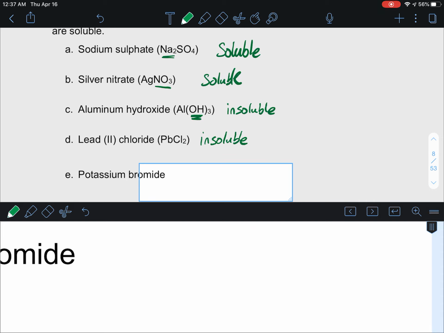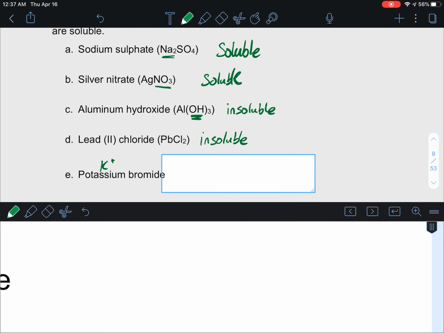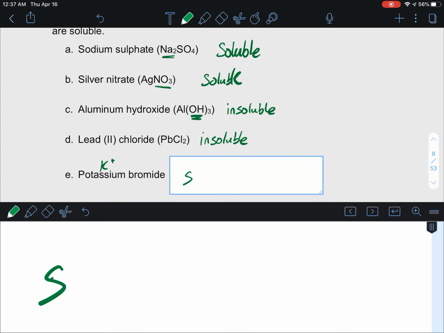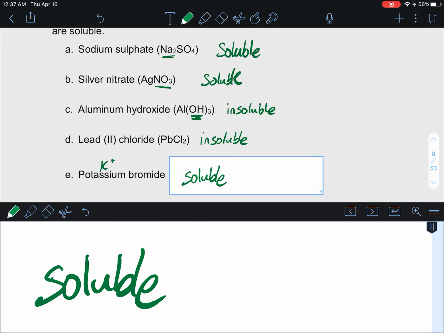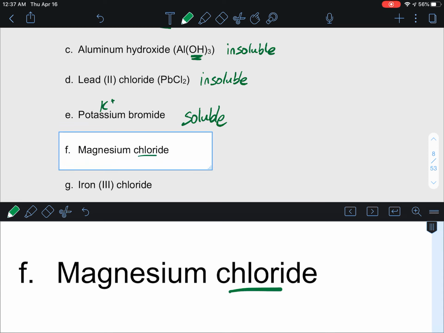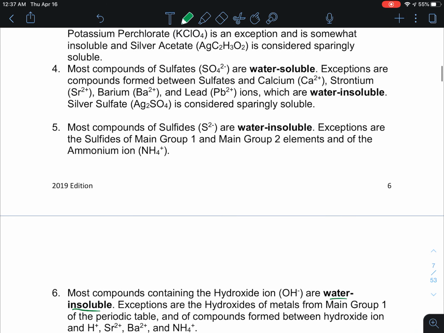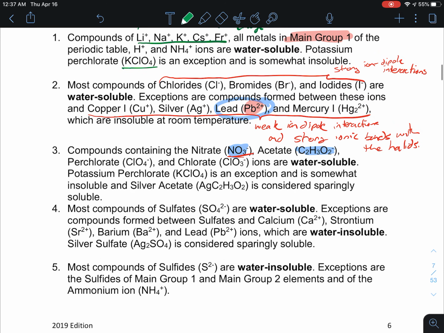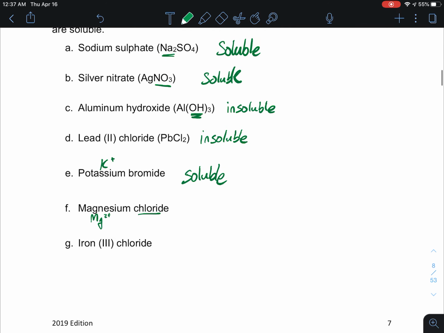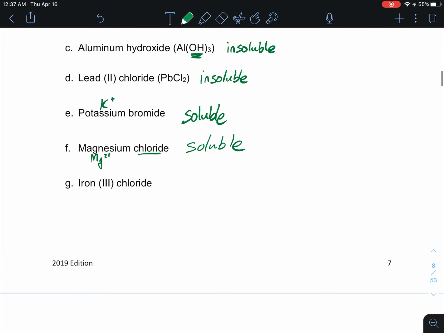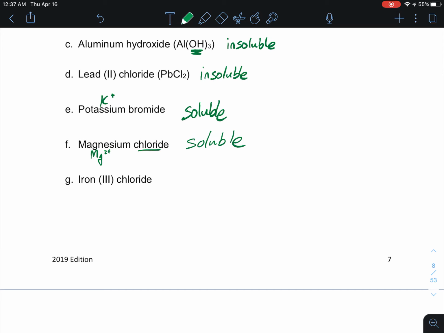Potassium bromide, again, we got that K over here. So that is that first group, so that is always soluble. And in fact, the second part of it is also soluble. Chlorides are generally soluble, but I do see magnesium, and I know that magnesium is a 2+ ion. So it might be an exception. It has a high charge, so I got to worry about that. So let's go back. Chlorides, bromides, iodides are water soluble. Exceptions are not mercury. So for some reason, that's okay. So this is another soluble one. Maybe mercury is big enough to get lots of waters around it.